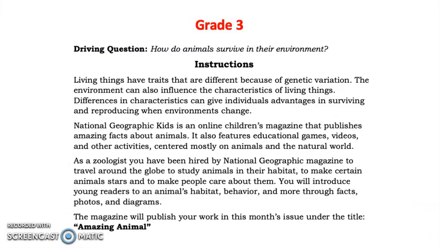This is an example of a driving question from the Capstone project of Grade 3. The driving question is, how do animals survive in their environment? In this project, the students will use all the knowledge they have learned about living things, animal habitats, behaviors, and so on to represent their work and submit a final product.